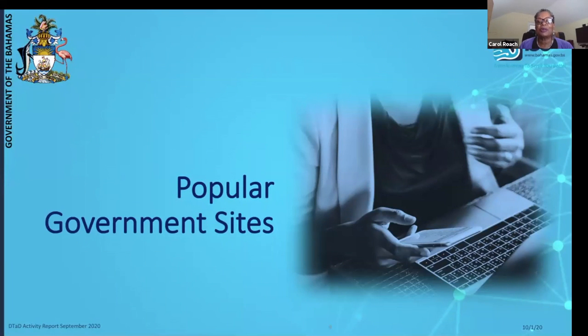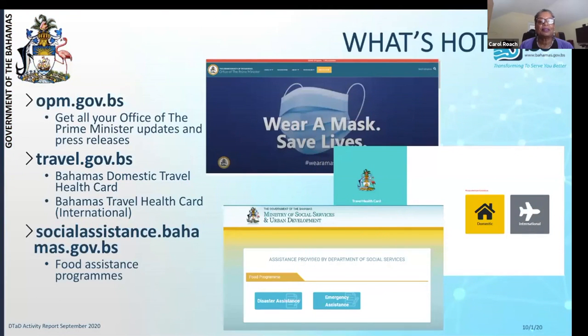Popular government sites. So here I'll go a little bit slower. You have opm.gov.bs. Those persons that have been following the health and the Prime Minister's addresses would always hear them mention opm.gov.bs. And this is the official website of the Office of the Prime Minister.